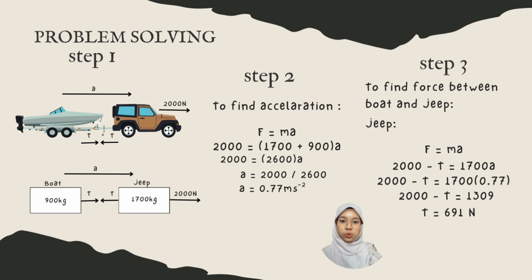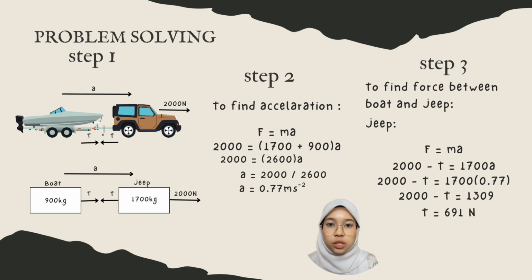Second step, to find the acceleration, we can use the formula F equals ma, where F is the applied force, equal to 2000 Newton, and m is the mass of the jeep plus the mass of the boat, so we get 1700 plus 900, times a. And we simplify the equation. To find a, we divide 2000 by 2600 and we get a equals 0.77 meter per second square.